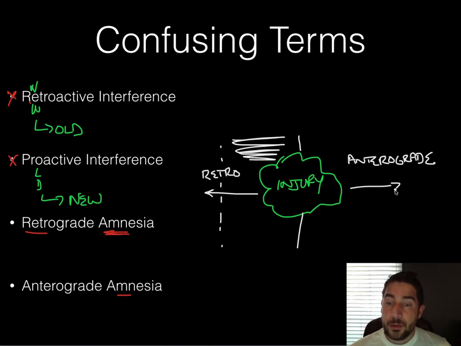Anterograde, you can't form new information. Examples of anterograde, right, was Dory from Finding Nemo, and an example of retrograde amnesia is The Vow or Memento. Okay, so these things are probably the most confusing out of all the memory stuff, so practice this stuff.